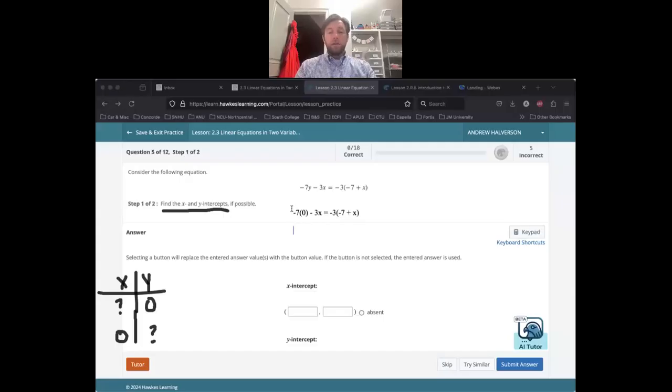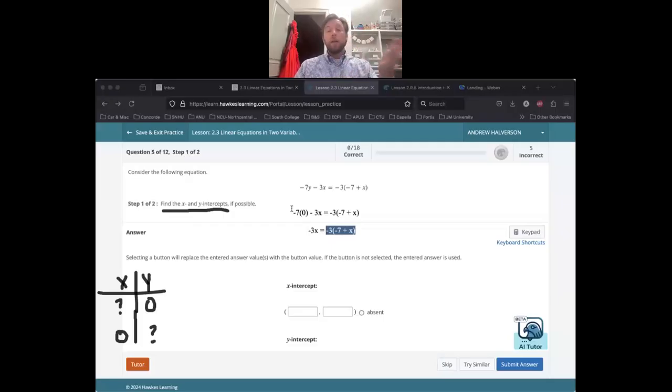So 7 times 0 goes away, leaving negative 3x equals negative 3 times negative 7 minus x. Now we need to solve for x. So we have to get rid of the parentheses.